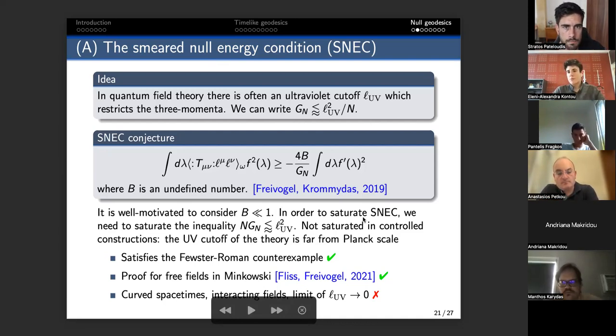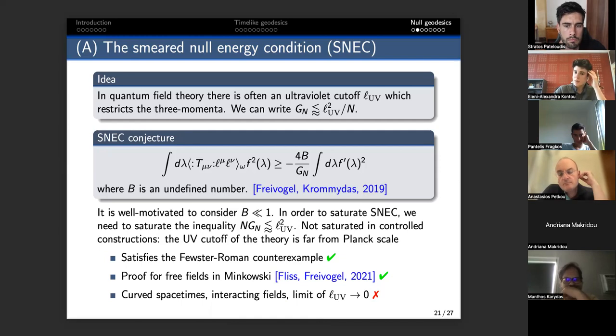However, there are also some disadvantages. This bound is not valid for curved spacetimes, and there's no obvious way to generalize the proof for curved spacetimes. It's also not valid for interacting fields. And of course, if we take the UV cutoff to 0, the bound diverges as expected.